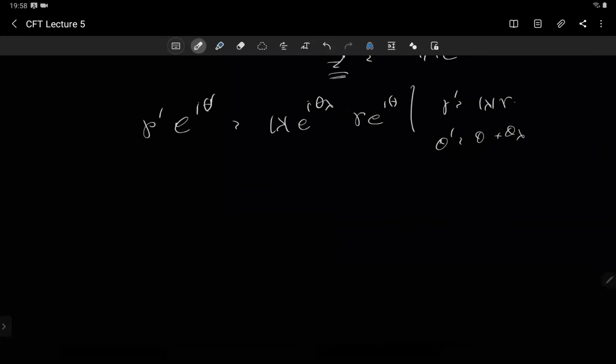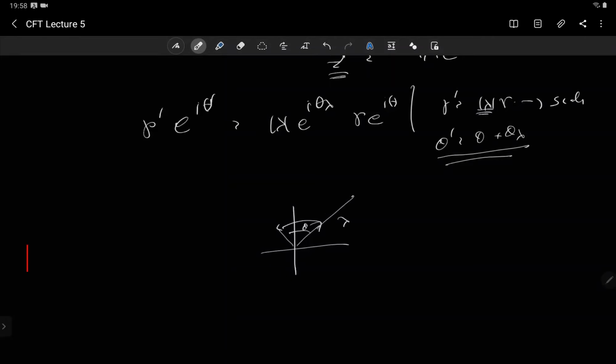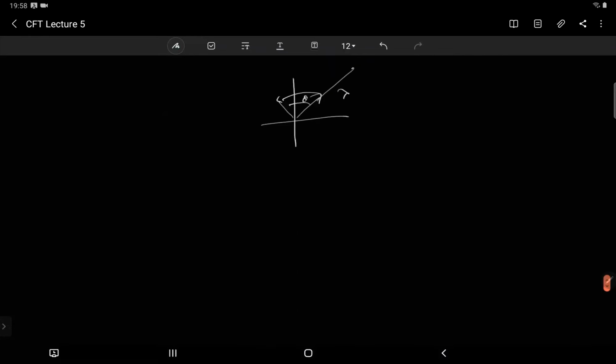And so we can immediately say that this corresponds to rotation and this corresponds to scaling. In two dimensions, rotation just means taking a complex number and changing the argument theta. So that's what rotation does. And scaling is scaling the radial coordinate by a factor of mod lambda. So this is scaling.